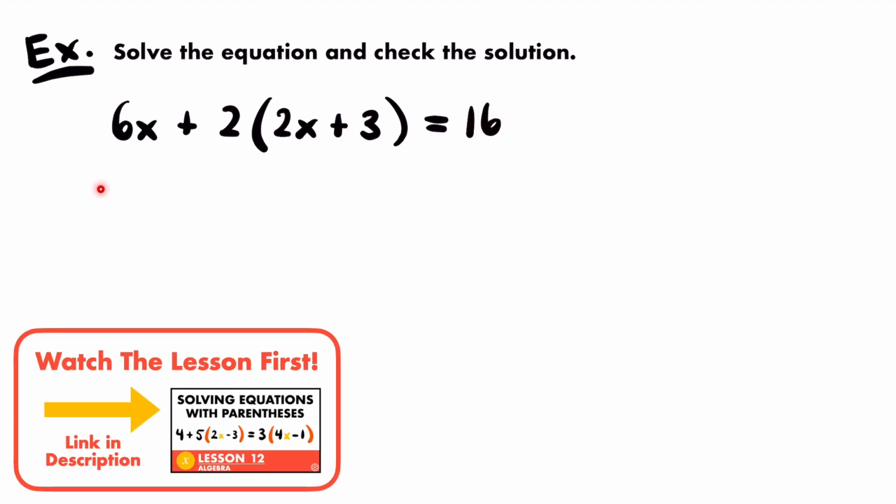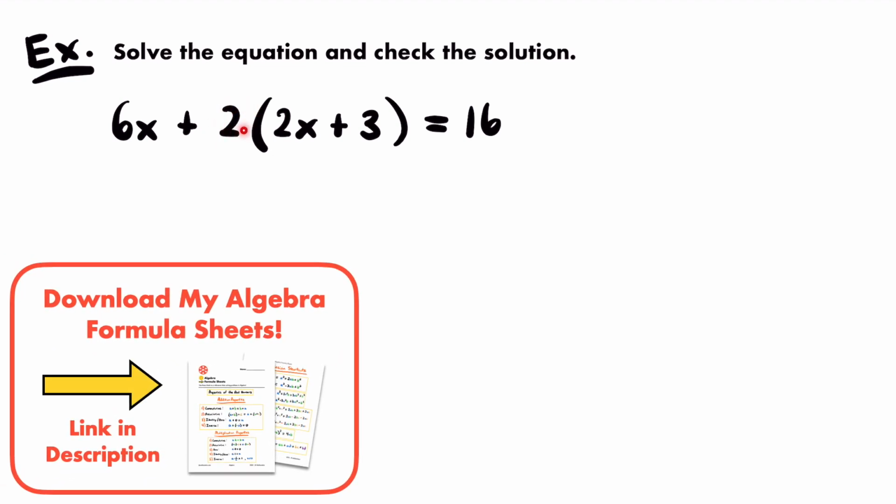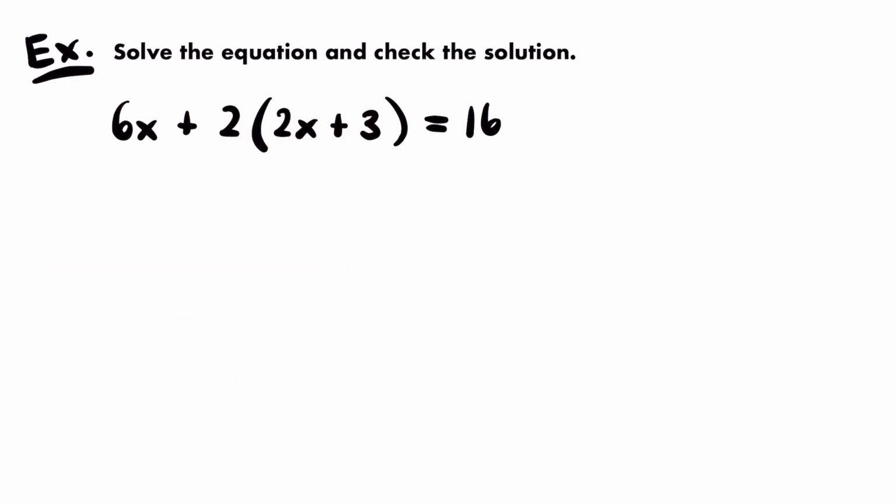Okay, so this is clearly an equation that contains some parentheses. We have one set of parentheses right here. And what you want to do when you see a set of parentheses in an equation is try to get rid of them. All right, and the way we do that is by using the distributive property. You want to multiply whatever is on the outside of those parentheses by everything inside those parentheses. All right, so in this case, we want to multiply 2 by both of these terms, 2x and 3.